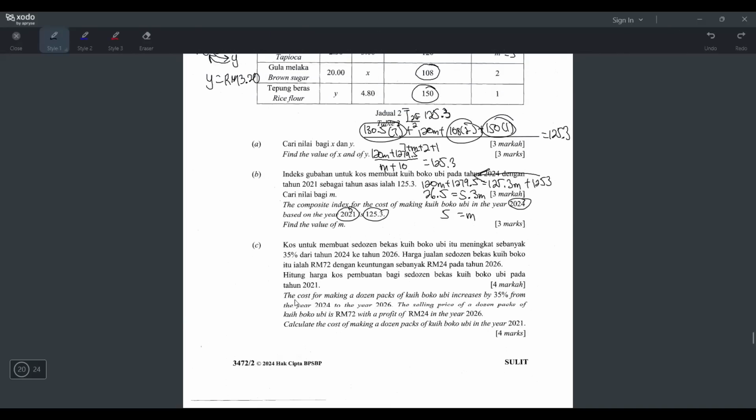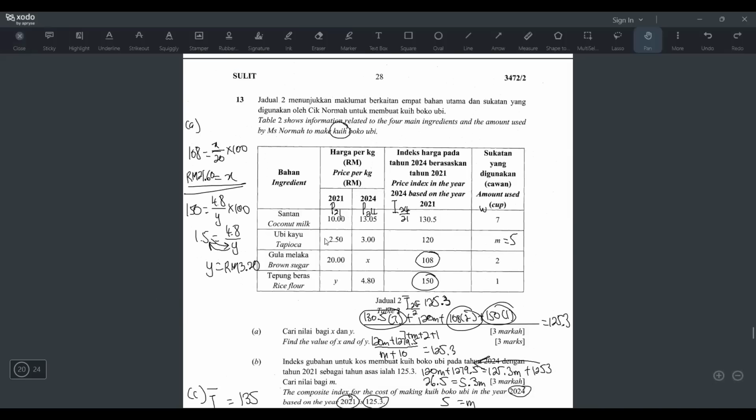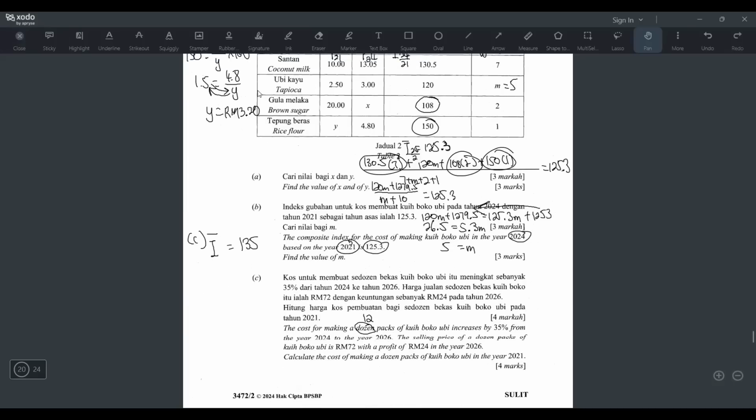Okay, C says the cost for making a dozen. A dozen means what? 12, right? So the cost for making 12 kueh boko ubi increased by 35% from the year 2024 to the year 2026. If the cost increased 35% from 24 to 26, it means the index number will be 135, right? But this is the composite index because it's the cost for making ubi, right?